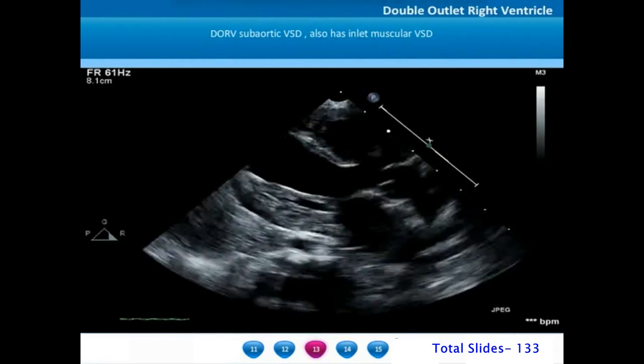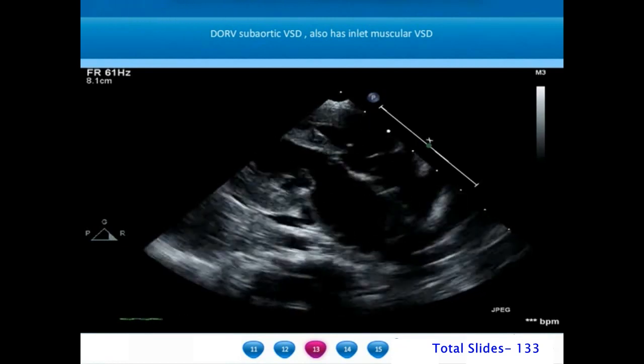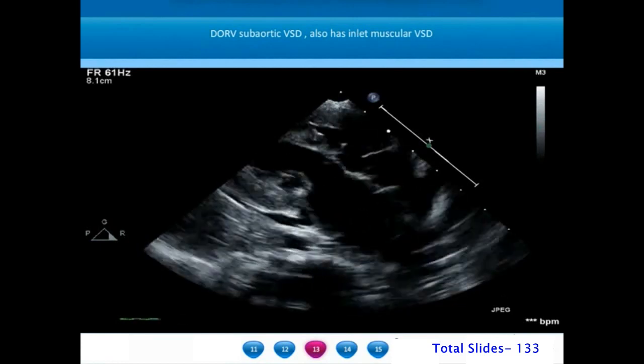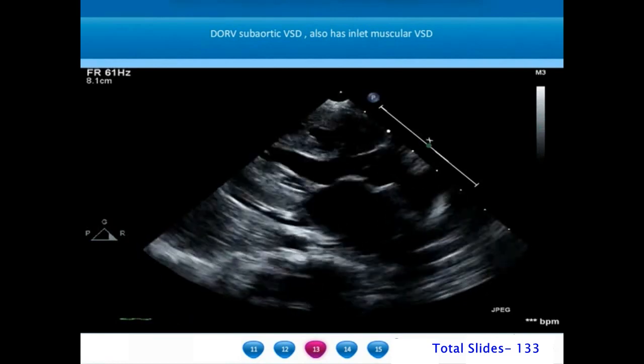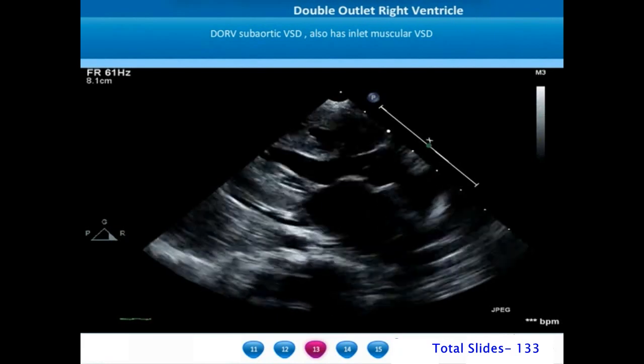In this parasternal long axis view, we appreciate the left ventricle and the right ventricle. The aortic valve is clearly seen. There is a 60% aortic override towards the right ventricle. There is a small aortomitral fibrous discontinuity which will represent the subaortic conus.